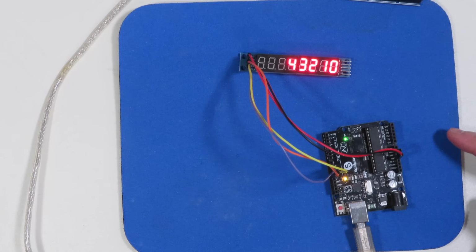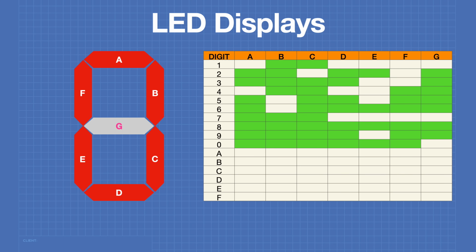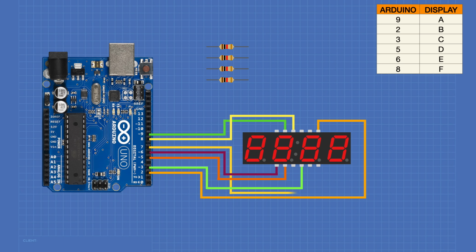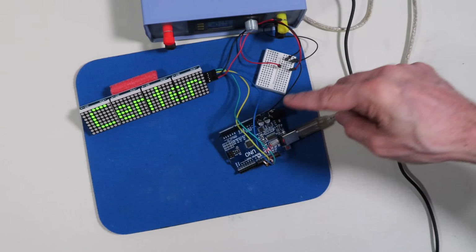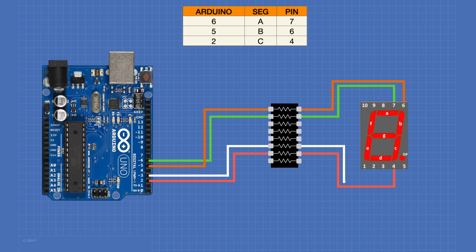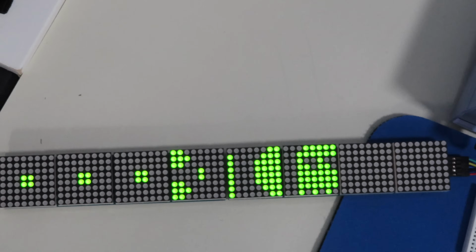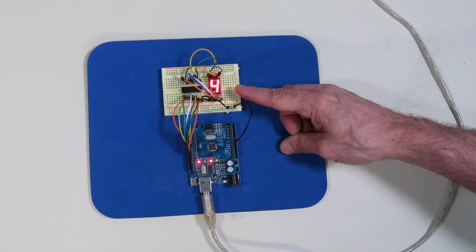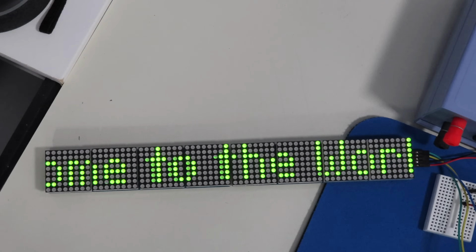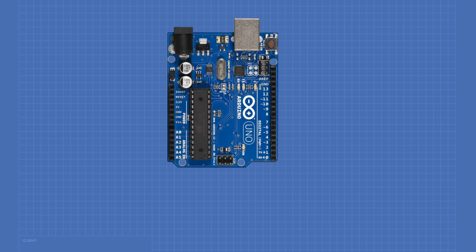Today in the workshop, we're working with LED displays. We'll see how to use an Arduino with both 7-segment and dot matrix displays in a variety of configurations. We'll also check out some great display libraries to simplify our coding tasks. We're emitting some light on the matter today, so welcome to the workshop.